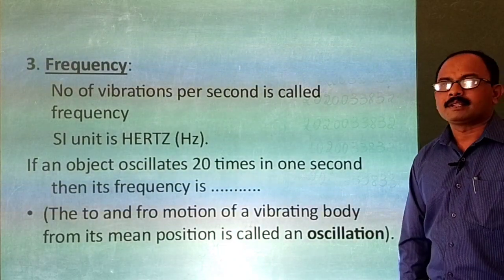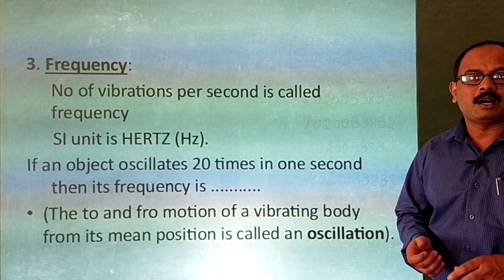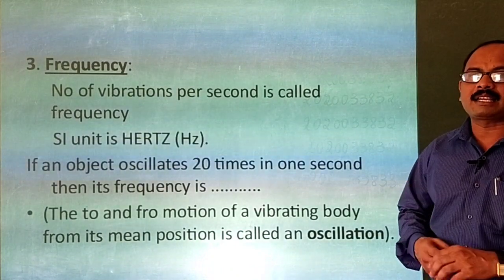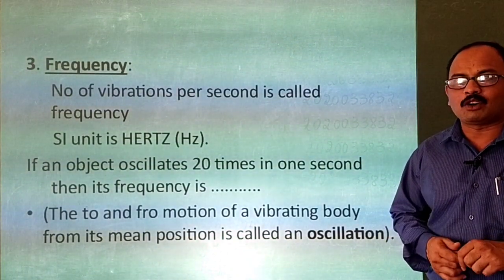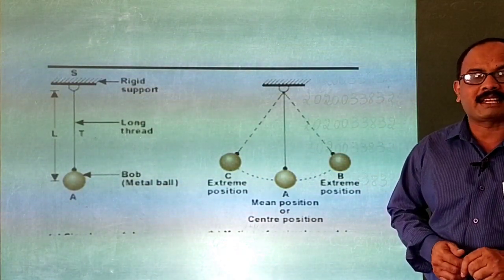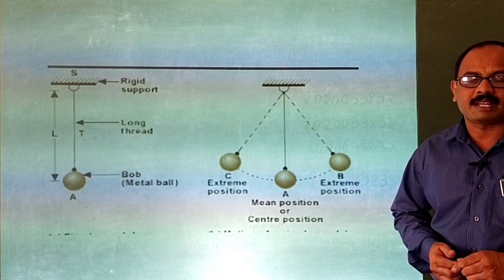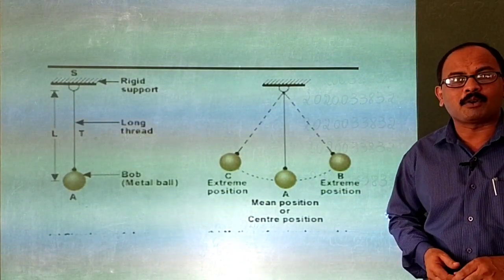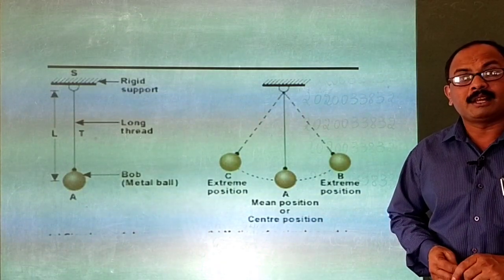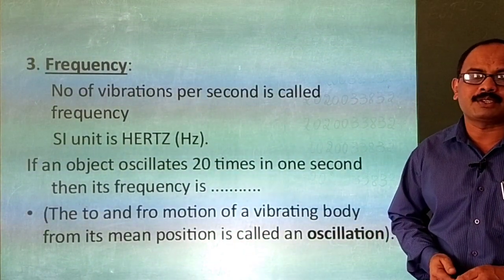Next, frequency. This is a common term to us. How frequently you visit the temple, how frequently you visit the church, how frequently you miss the classes. Its answer can be given in three ways. For an oscillating object, the number of oscillations in 1 second is known as the frequency. If it is a vibrating body, the number of vibrations per second. If it is a transverse wave, the number of wave cycles per second. So these are the ways we define the term frequency, children.